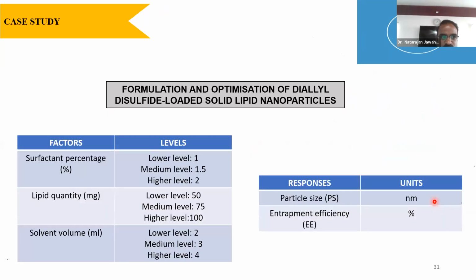So I want to discuss another case study for Box-Behnken design. Our study is formulation and optimization of disulfide loaded solid lipid nanoparticles. Now I have taken 3 factors, because for Box-Behnken a minimum of 3 factors is required: surfactant percentage, lipid quantity, and solvent volume. These are the levels: lower, medium, and higher. That's a speciality of Box-Behnken, so we have to have the medium level also here. The responses are particle size and entrapment efficiency.